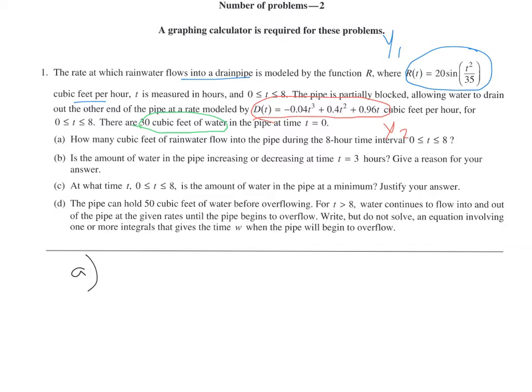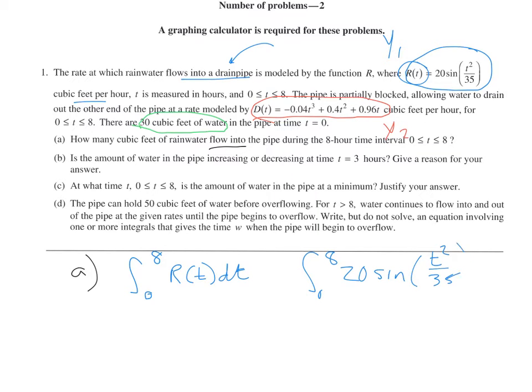It says how many cubic feet of water flow into the pipe? Into the pipe was this blue function. So that'll simply be the integral, and it says over the first 8 hours. So it'll be the integral from 0 to 8 of r of t dt. Since they've assigned a name to that function, you can write it as r of t dt. You may also write the whole thing out if you want, the integral from 0 to 8 of 20 times the sine of t squared over 35. I don't know that that's necessary if they've labeled that for you.